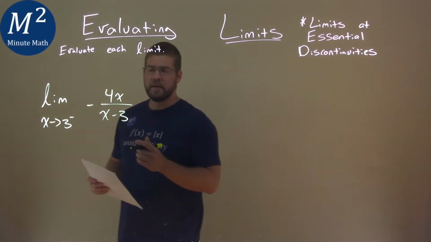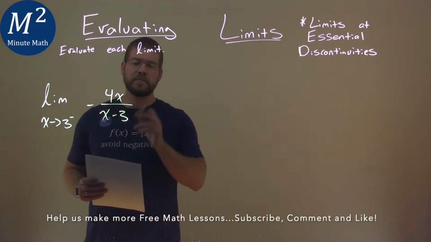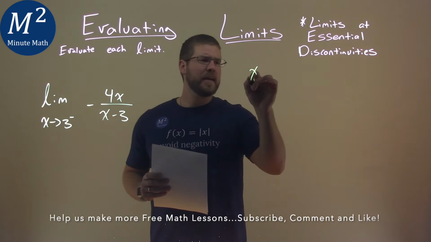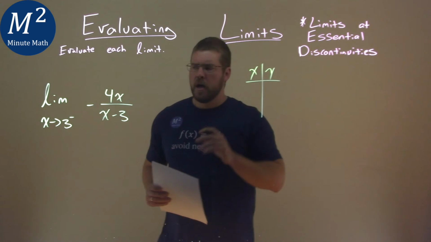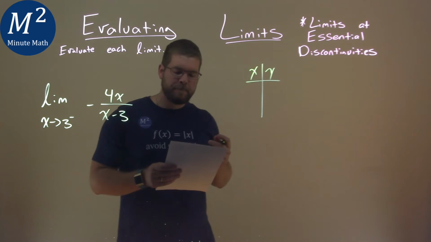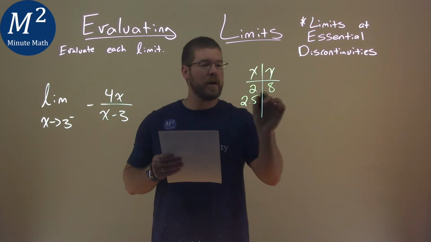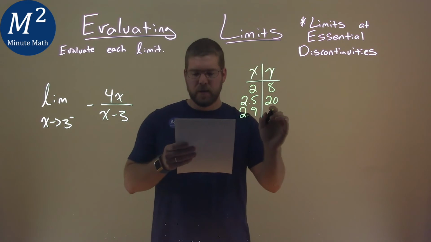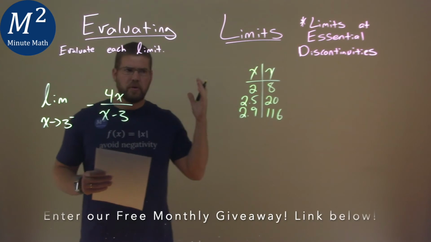We're given this limit right here: the limit as x approaches 3 from the left of negative 4x over x minus 3. And again, we're evaluating this limit. I like to first use a table to get some basic points, and then we'll understand how to do it more conceptually. If I approach 3 from the left, I like to plug in values to see where the table's approaching. If I put a 2 in for x, my output is an 8. If I put a 2.5 in for x, my output becomes a 20, and a 2.9 goes in and it's 116. So from the table's point of view, we're approaching positive infinity.